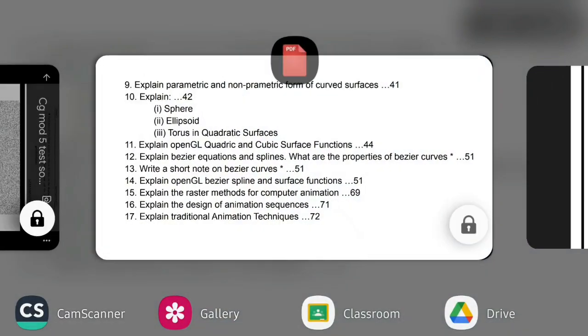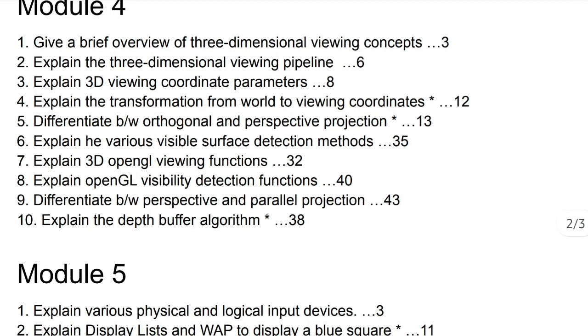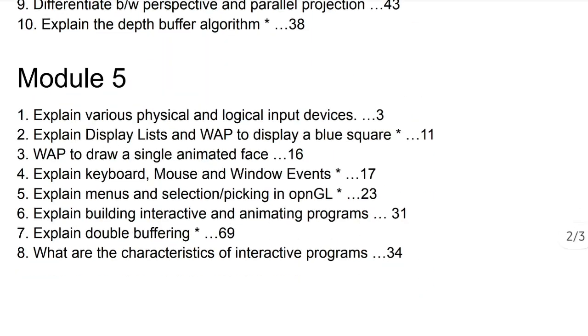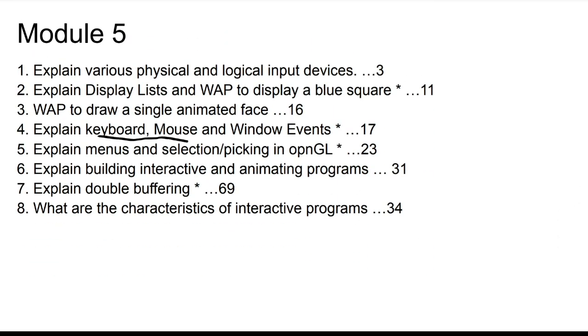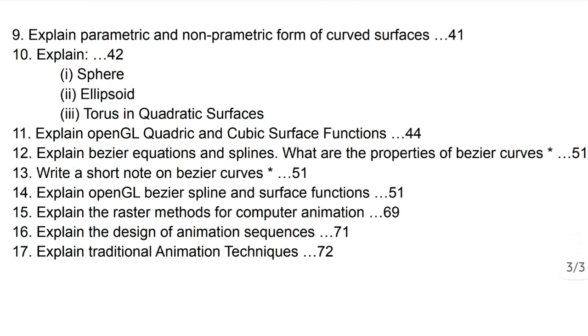So which questions I told you to focus more upon. The first question to focus more upon is the mouse, keyboard, window and the mouse events, display list, and menus and the selection in OpenGL, double buffering. And coming here, these are the three things. Make sure if you can remember the diagram, equation and the theory part, as well as the graph, it will be helpful for you. And Bezier curve, you must not miss it at any cost. Okay, you have to learn this properly and come.